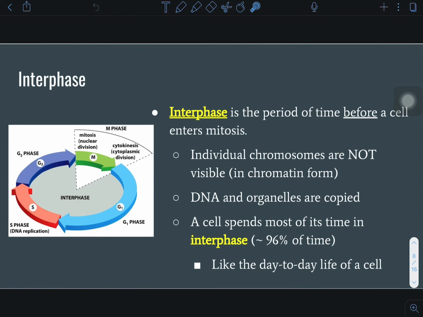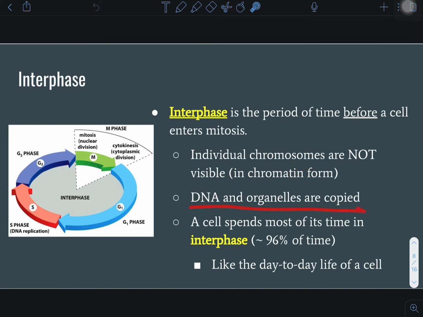Interphase is the part of the cell's division that happens before the cell goes to mitosis. So it goes from here all the way over to here. That's interphase. G1, S, and G2 all collectively combined make interphase. During interphase, individual chromosomes are not visible. We have chromatin, uncoiled DNA, which is found in the nucleus.